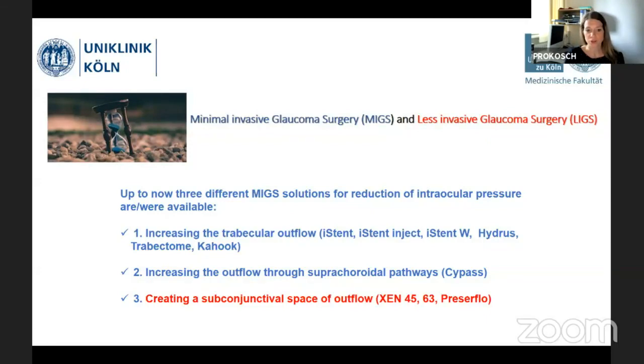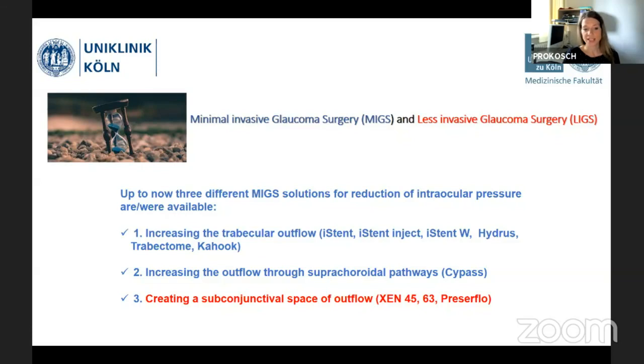There are three different solutions at the moment. Increasing the trabecular outflow as a natural flow with the iStent, the iStent inject, the iStent W. You can see already this device has changed over time slightly. The Hydrus, which has been newly launched now in Germany 2 months ago, the trabectome and the Kahook dual blade.